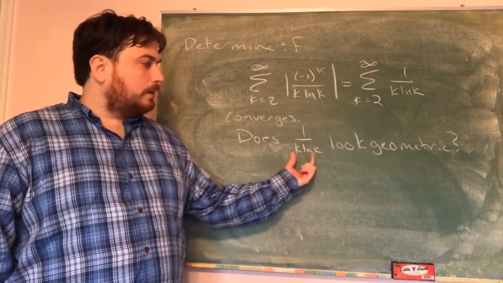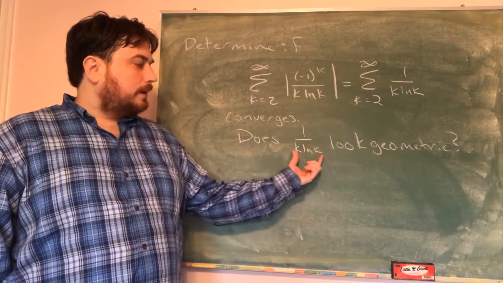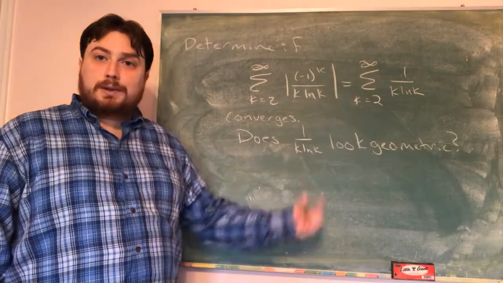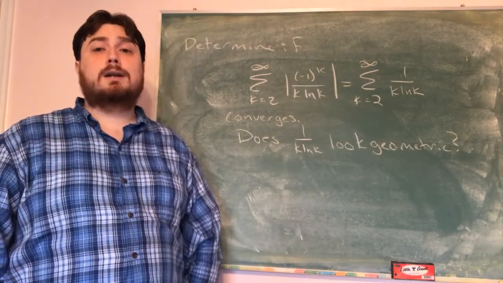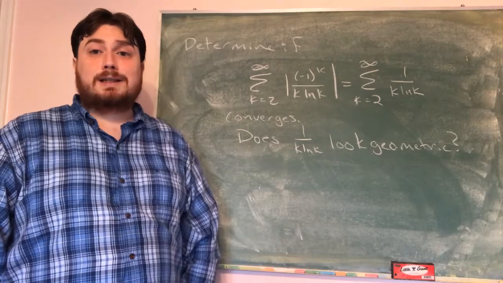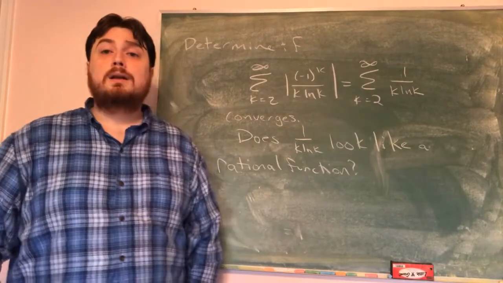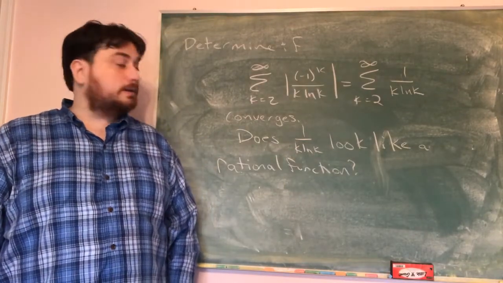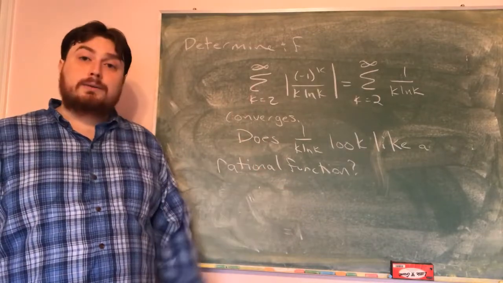We're not just multiplying by some number to get the next term. We are just adding in k plus 1 times natural log of k plus 1. And so I would say this does not look like a geometric series. Since it didn't look geometric, our next question is going to be, does it look like a rational function?